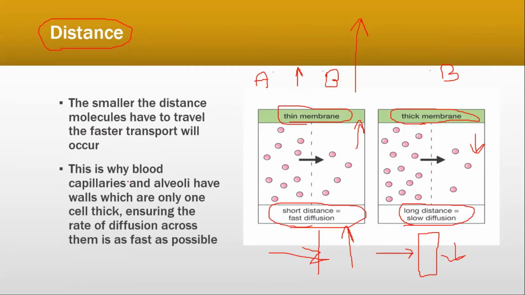This is why, for example, the blood capillaries and alveoli inside the lungs have walls which are only 1 cell thick, ensuring the rate of diffusion across them is as fast as possible. If we look at the cross-sectional view of a capillary, the walls are so thin that the exchange of oxygen and carbon dioxide can take place as efficiently and quickly as it can be, because we have constant breathing and respiration taking place. Hence we need faster diffusion so our lungs can stay healthy and prevent any further damage to the lungs or alveoli.